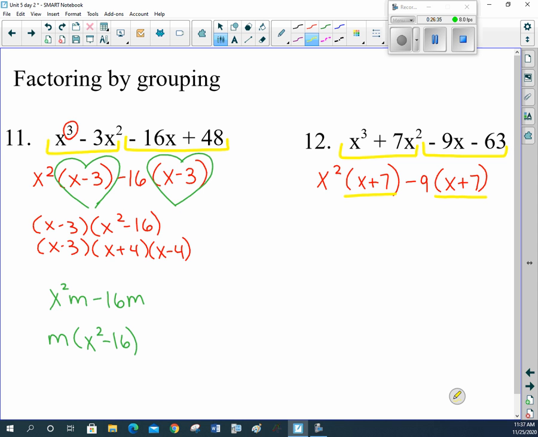So that's now your common factor. That's your GCF. So that comes out in front. And what are you left with? X squared minus 9. And x squared minus 9 is difference of two squares. So we're going to go one more time. X plus 7, x minus 3, and x plus 3.